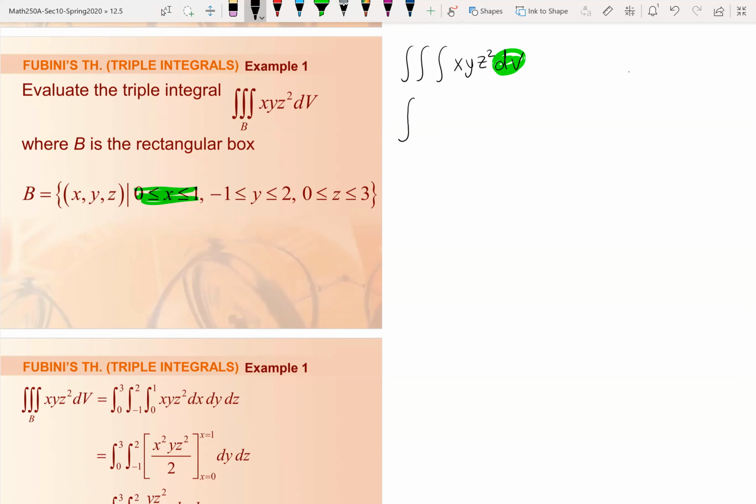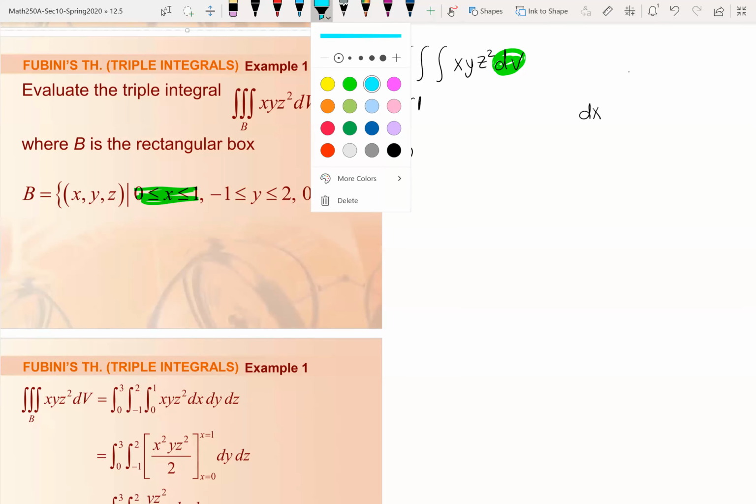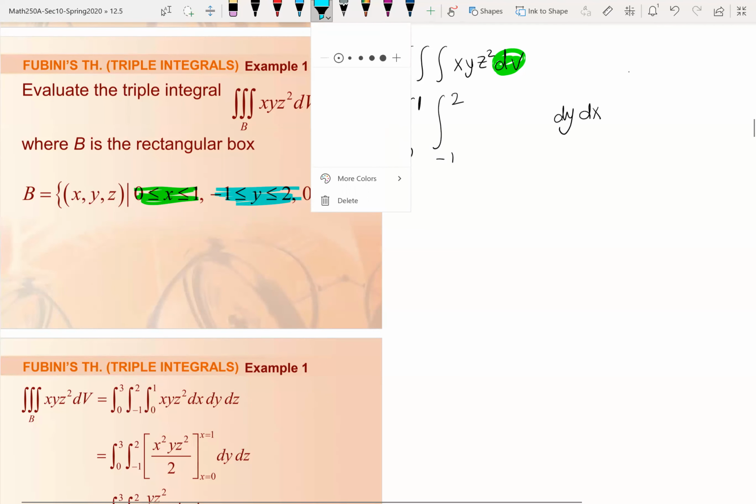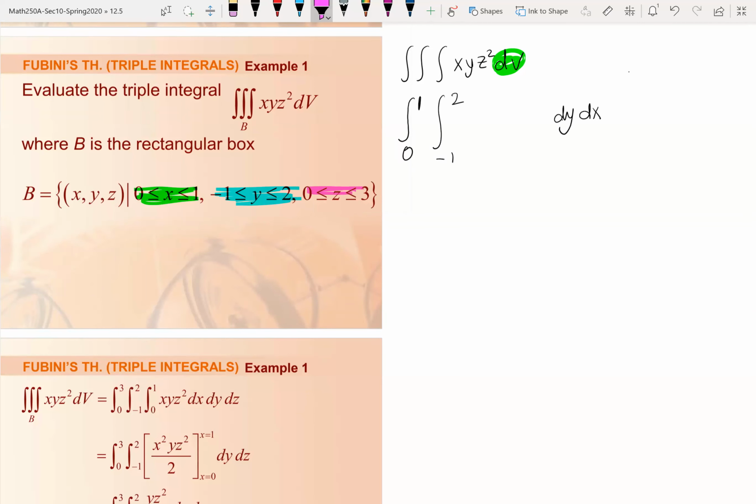So I start with x to be the outer one, so it's from 0 to 1. And then I change the highlighter color to show you what's next, based on what is written over here. So this is the y, which is the next term, from -1 to 2. And the last one is the z, which was given to be from 0 to 3. And there was an x and then y and then z squared inside, okay?